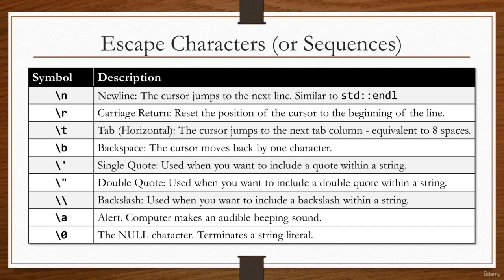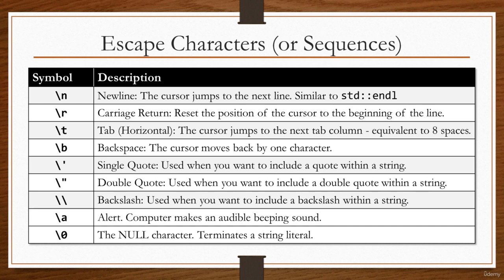That is going to do a horizontal tab. And with that, the cursor is going to jump to the next tab column. This is typically equivalent to 8 spaces. You also have a vertical tab escape character, which is denoted by \v. And then you also have a form feed escape character, which is \f. Those are not in this table because we are not going to use them. Those we use to perform printer operations.